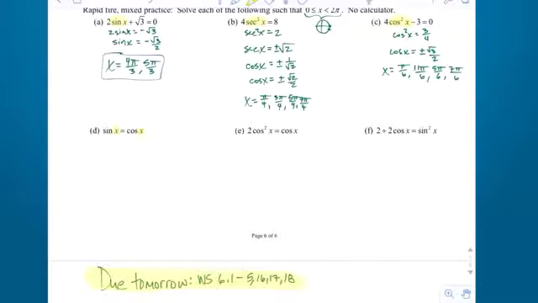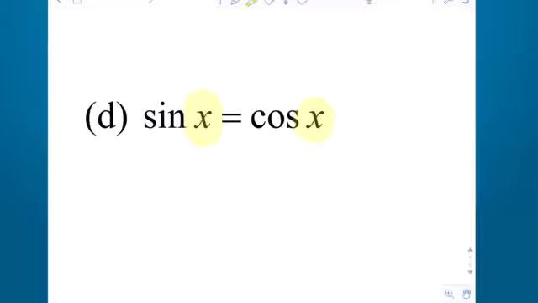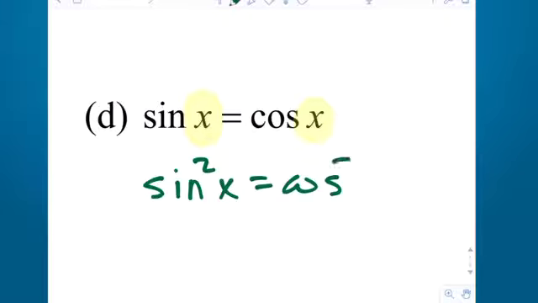If it's a conditional equation, can you square both sides? Yeah. Just like we did over here, we took the square root of both sides. In a conditional equation, you can square both sides. So if you wanted to do that, you could do that. I'll show you several ways to do this one. Sine squared equals cosine squared.